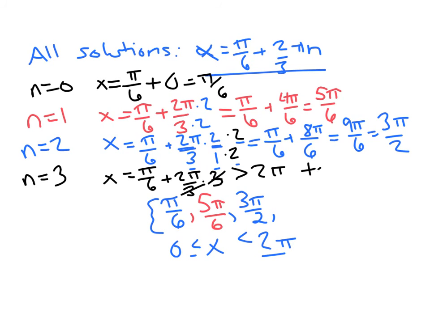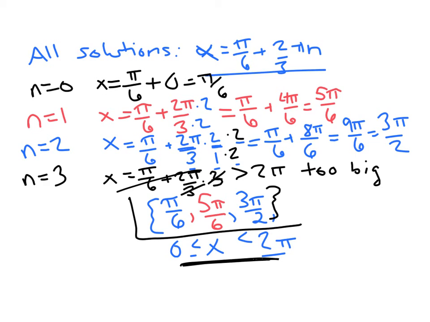It's too big. And so once you get a value that's too big, that's not part of the solution set that we're looking for here, then it's time to close up our solution set, and these are all the solutions to the original equation with x between 0 and 2 pi. Once you increment your n's one at a time, and once it gets too big, then it's time to stop.